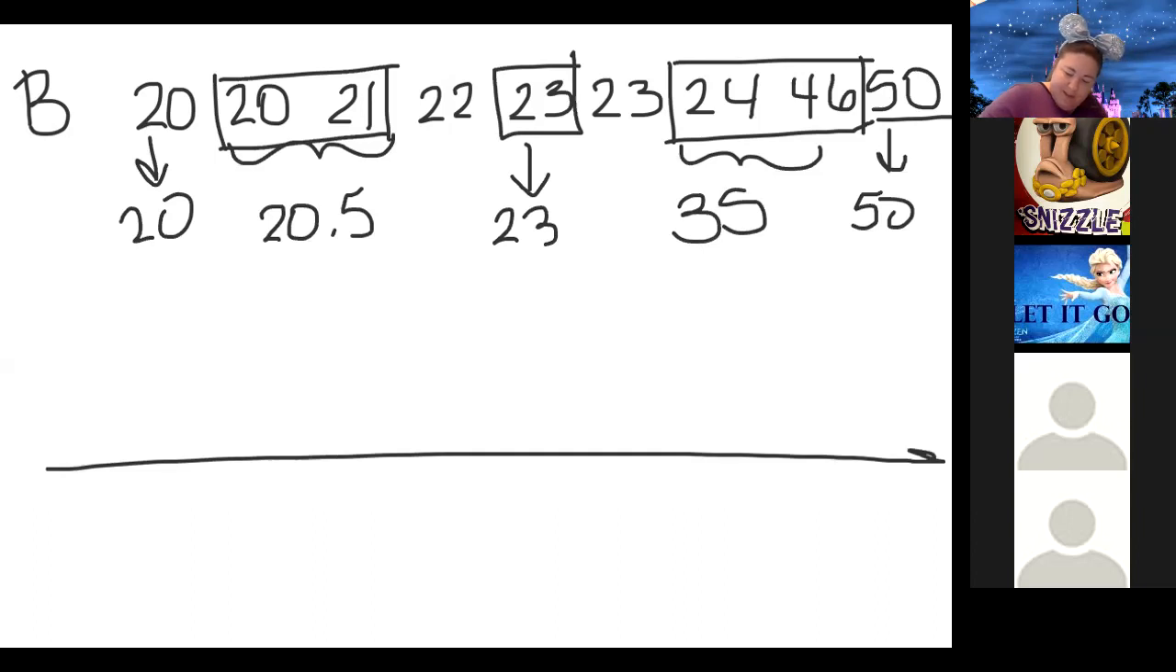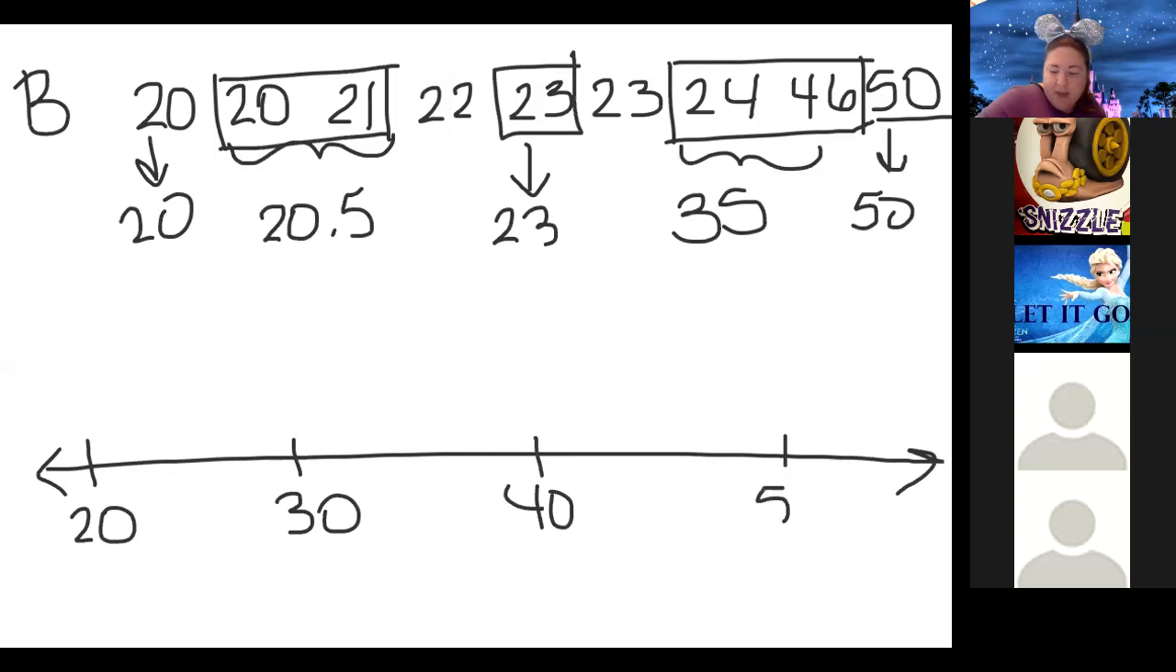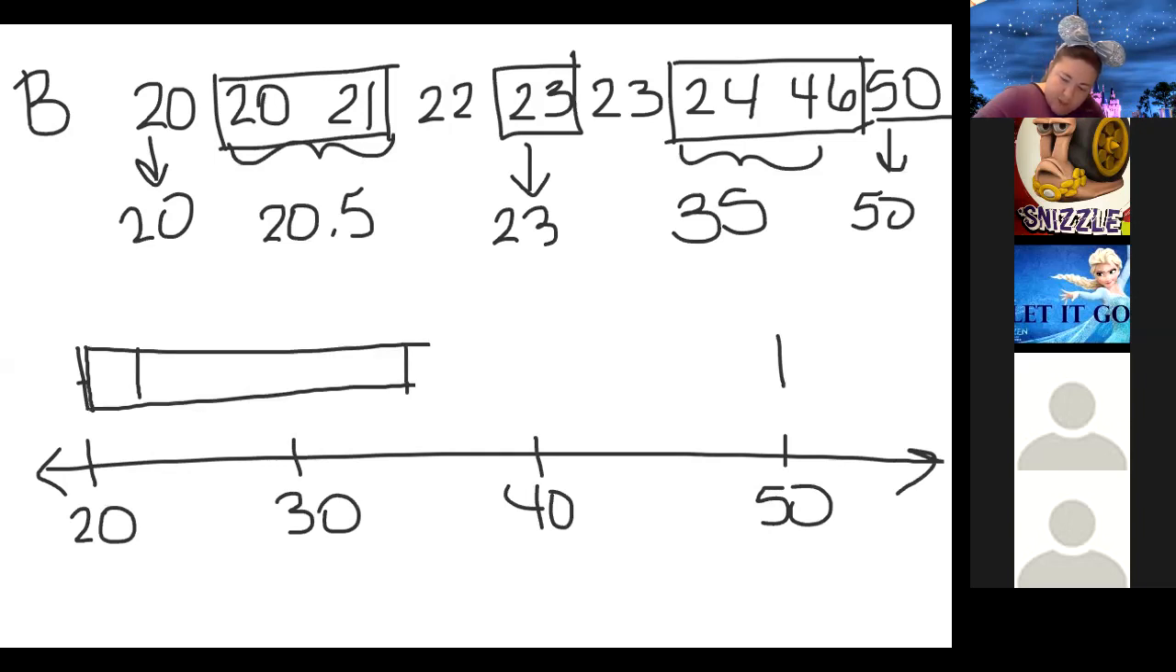So then I'm going to count by tens: 20, 30, 40. And I make sure I have big gaps because I notice I have all these numbers in between. So I have one here, 20.5 is right there. Look at how short that is. 23 is going to be right there. 35 is right here. And then 50, and I connect.